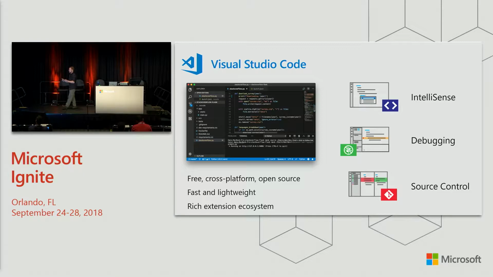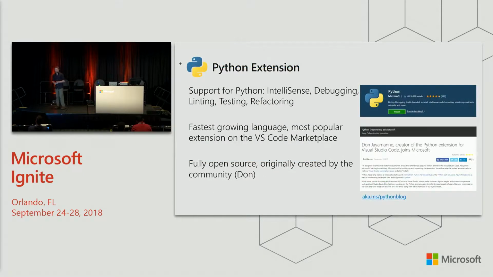And that's one thing that I really want to emphasize. It's the extensions that make VS Code great. So the Python extension is a separate install. If you just fire up VS Code, you don't actually have Python support there. You go off and grab the extension. This is what brings in all the support for the language.